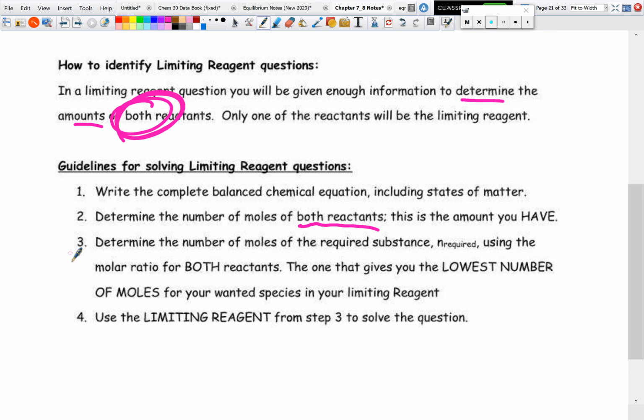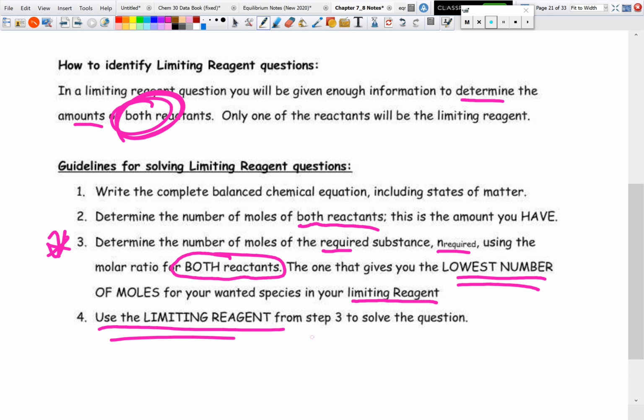Now, step number 3, this is the new step, but only the second half of it is going to be new. In step 3, we're going to determine the number of moles of our wanted or required substance using our mole ratio, but for both reactants. So we're going to do that calculation twice. Now, what you're looking for is the one that gives you the lowest number of moles of your wanted species. This is your limiting reagent, and we use the lowest number from step 3 in step 4 to solve the question.